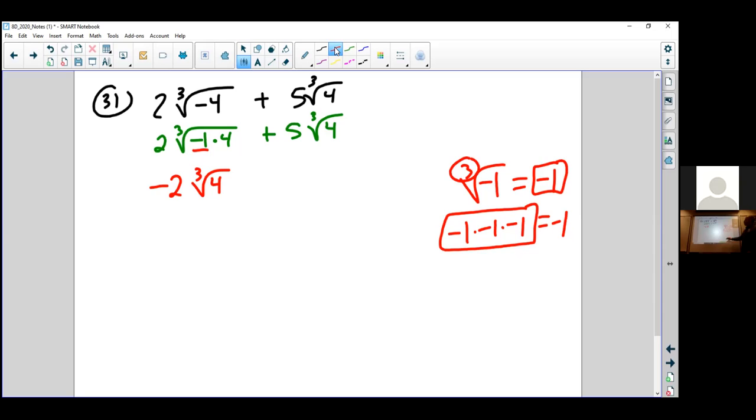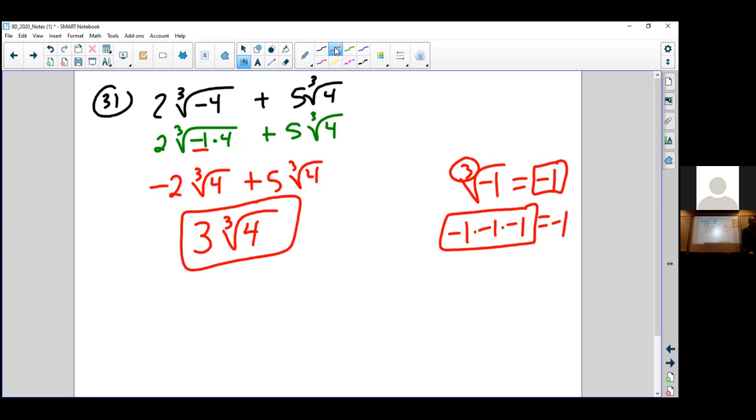Okay, now that I have that, I can then add that to 5 third root of 4. I don't know what the third root of 4 is. Yes, I could plug it into a calculator and it would give me a decimal approximate, but we want to keep an exact answer. So then we just combine. -2 added to 5 is 3. I wind up with 3 third root of 4, and it just stays like that. What else did you see? Yeah? 35. Okay. Can I move on?